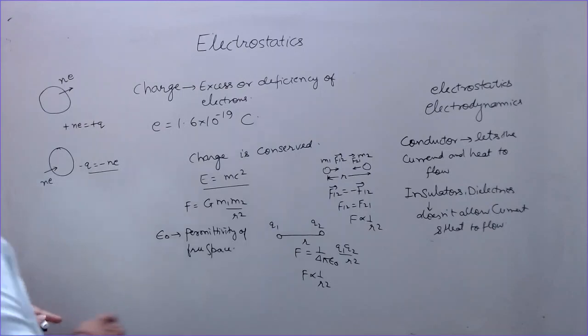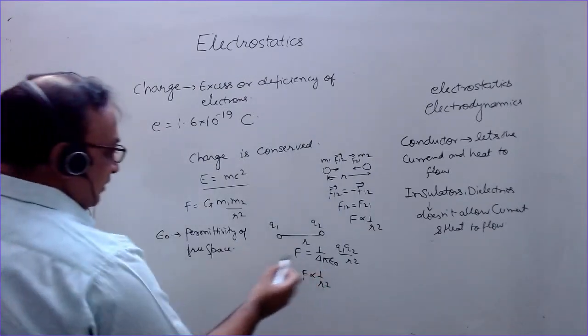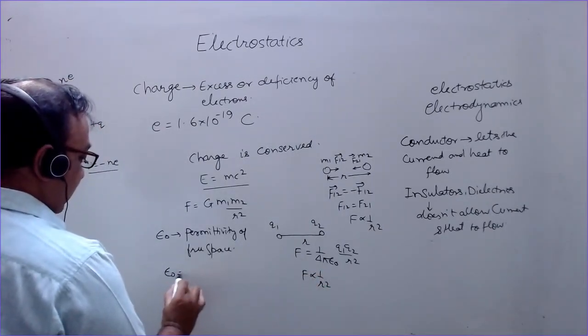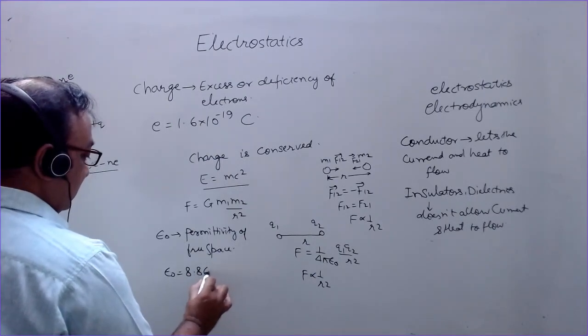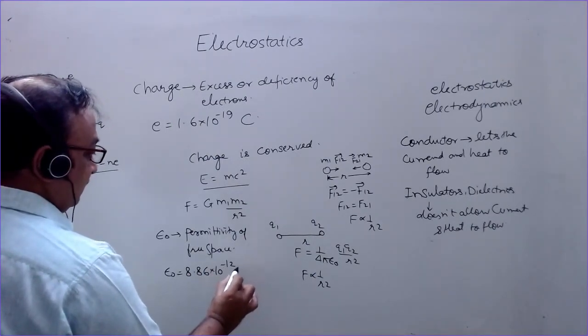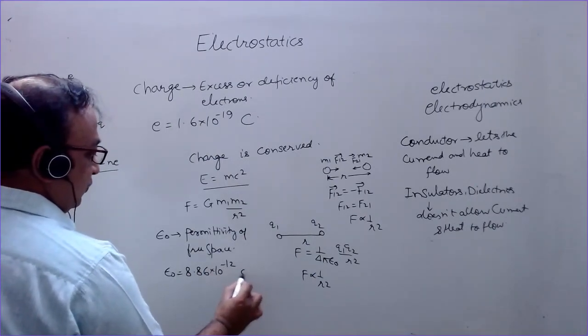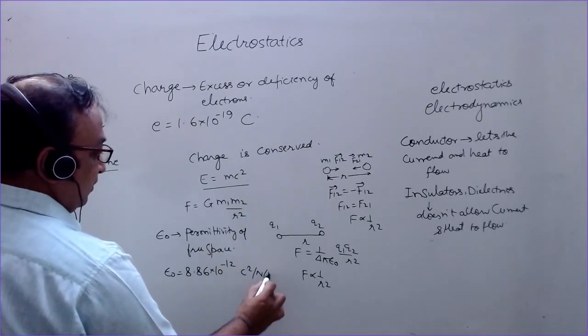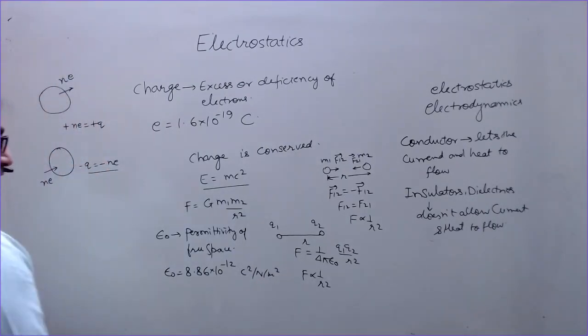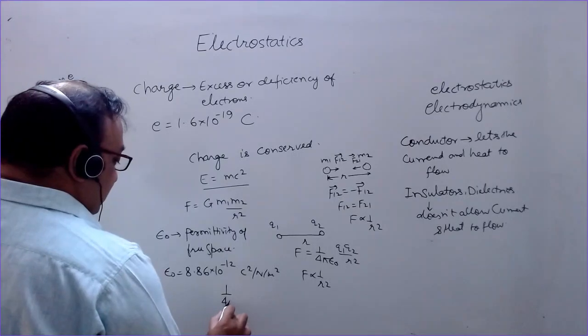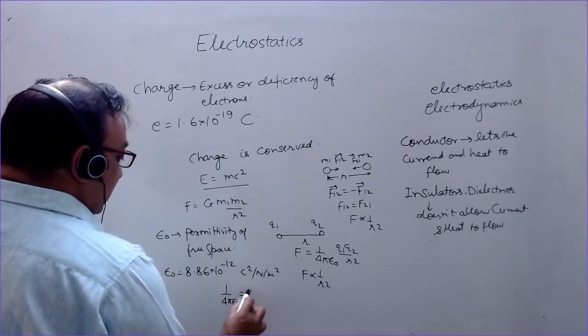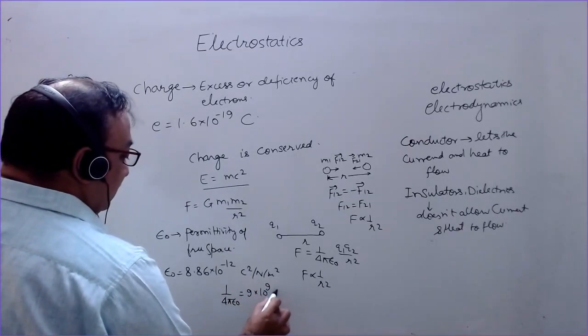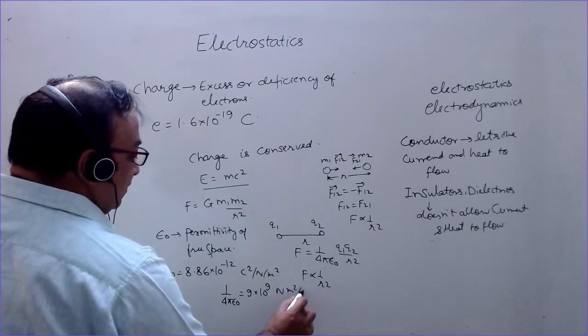So its unit you can see from here. The value is 8.86 into 10 raised to power minus 12, and the unit is coulomb square per newton per meter square. 1 upon 4 pi epsilon 0 is 9 into 10 raised to power 9 newton meter square per coulomb square.